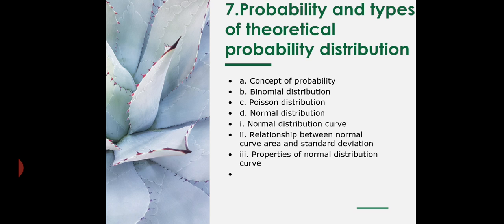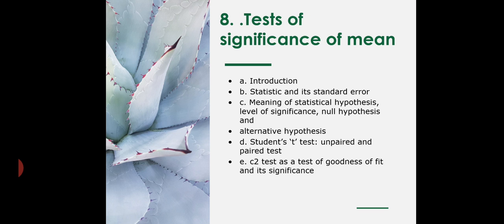Next, chapter number 7, probability and theoretical probability distributions. In this chapter we have to see the concept of probability, binomial distribution, Poisson distribution, normal distribution, normal distribution curve, relationship between normal curve, area and standard deviation, and the properties of a normal distribution curve. Those are the points covered in this chapter.